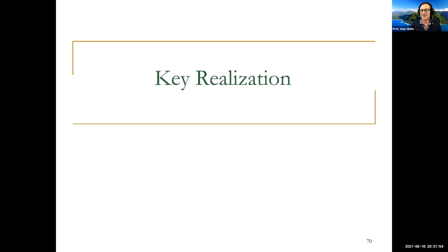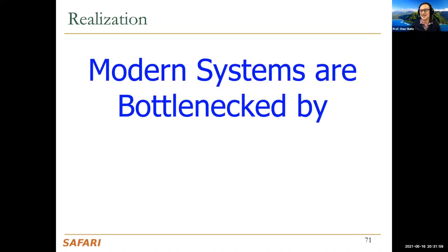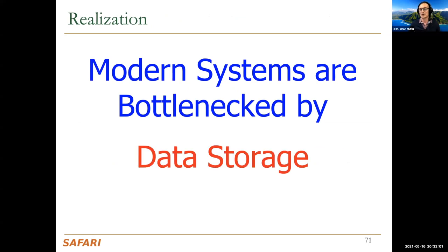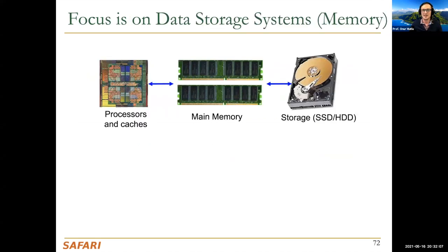So the key realization that I would like to convey at this point is that modern systems are essentially bottlenecked by data, storage of data and movement of data. And we're going to look at things from this perspective. So our focus is going to be on data storage systems, memory, as well as storage. But memory and storage are actually merging today, going into the future, with emerging non-volatile memory technologies. And for reasons of efficiency, we should really merge them. But I'm not going to talk about that aspect of memory much.